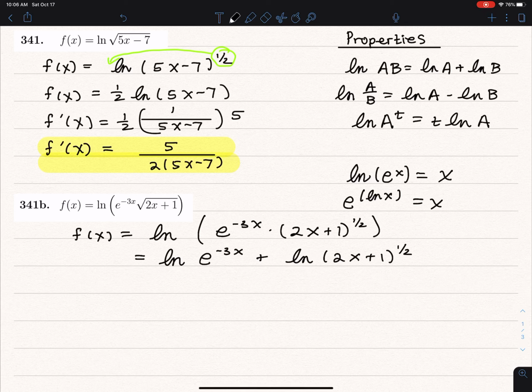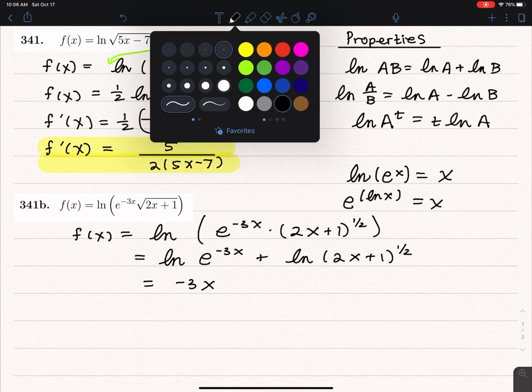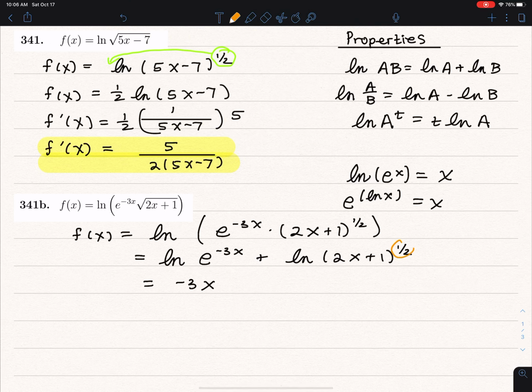So the product inside the logarithm expands to a sum of logarithms. Then I'll use, once again, a property, which is that ln and e cancel each other out, and that gives negative 3x. That's the cancellation between the logarithm and exponential function. I'll use another property where I bring the exponent to the front. So I get plus 1/2 ln of 2x plus 1. So that's f of x.